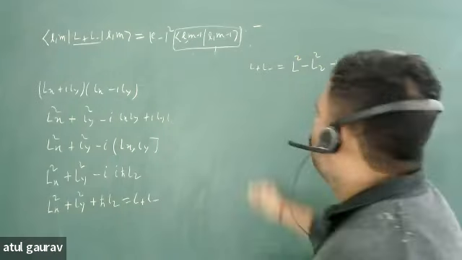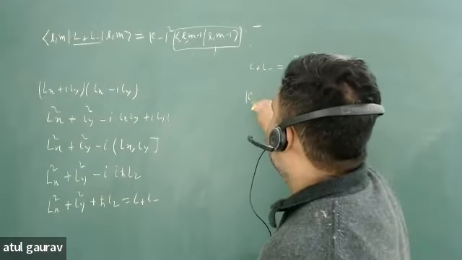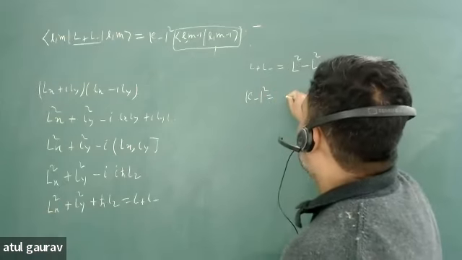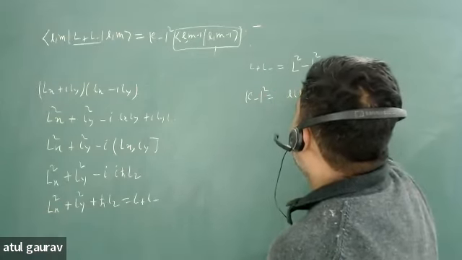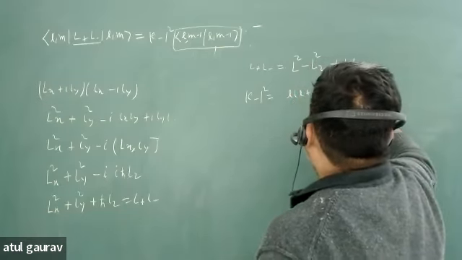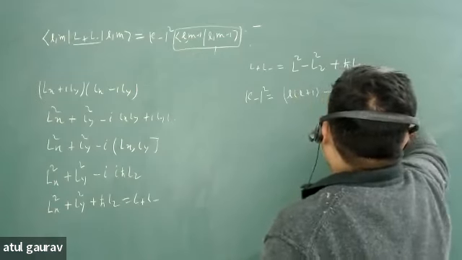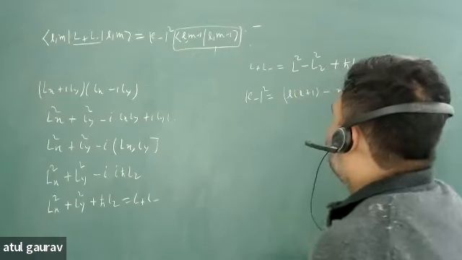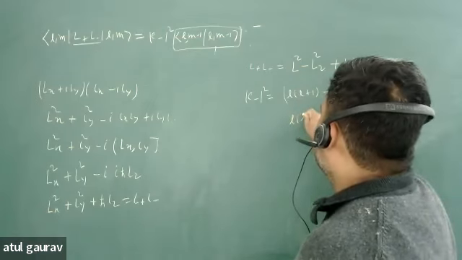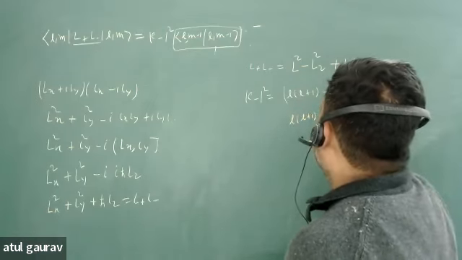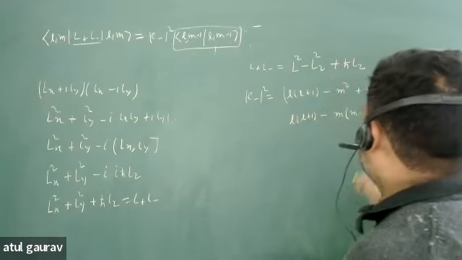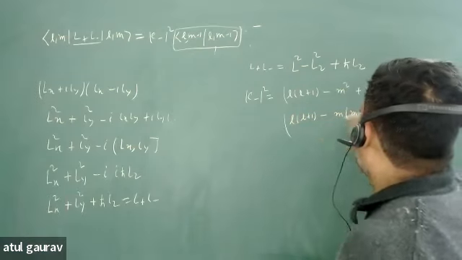And now we can get mod C minus square. This mod C minus square is equal to L into L plus 1 minus M square plus M into H cut square. And yes, if you want, you can write L into L plus 1 minus M into M minus 1 H cut square.